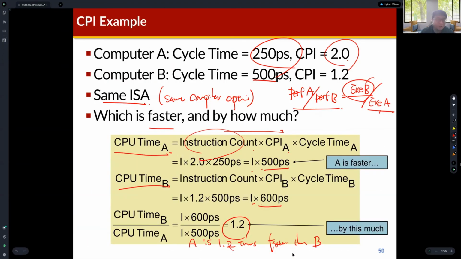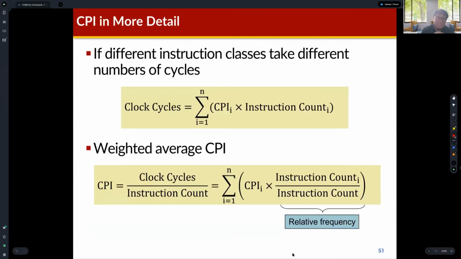Okay, I believe everyone can understand because this is not difficult. And then for the different instruction classes, the CPIs can also be different. Instruction classes means that some instructions are arithmetic instructions or logic instructions. That is, add, plus, minus, multiply, divide, and the logic instructions like AND, OR, exclusive OR, some logic operation.